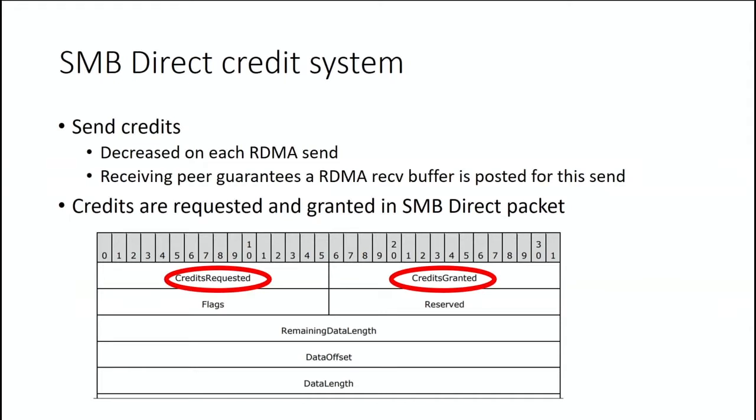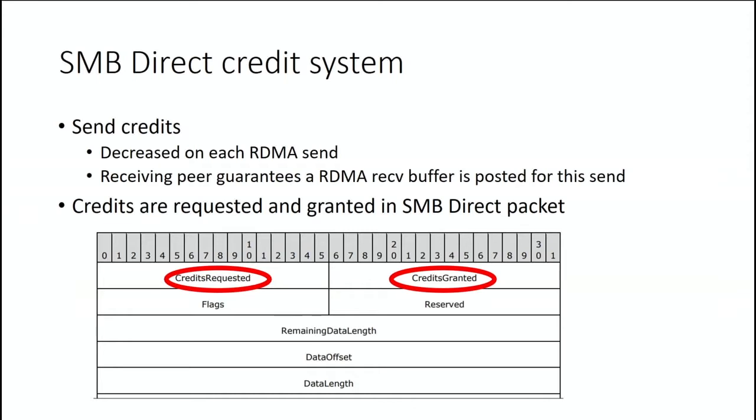So in SMB Direct, the credits are embedded in every protocol message. In fact, they are the first 2 fields in the protocol header. And that allows the client and server to exchange information about how much data can be sent and how much can be received. So they use this credit to decide whether to send to the peer or not.